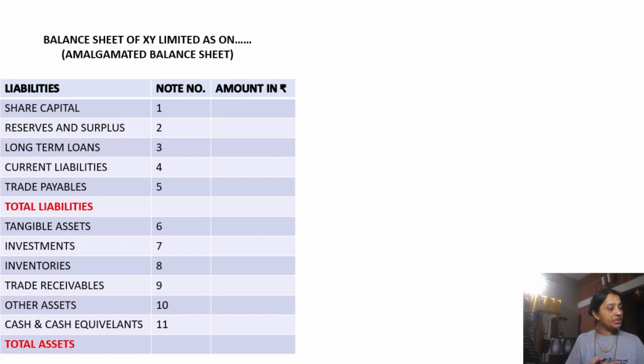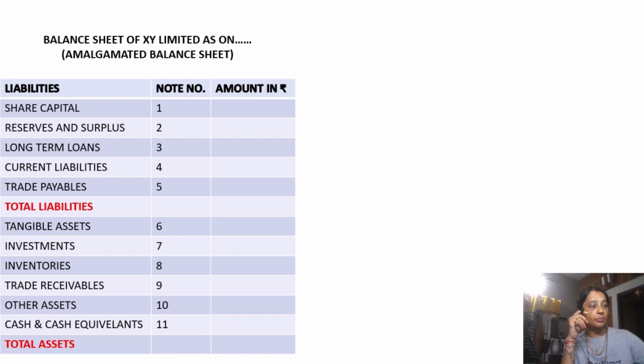So looking at the opening entries, we will be doing the balance sheet. Remember, when you're doing the balance sheet after amalgamation, those things which have both a debit entry and a credit entry simultaneously will not appear in the balance sheet. Only those things which have a balancing figure will appear. If it is in debit balance, it will appear as an asset. If it is in credit, it will appear as a liability.